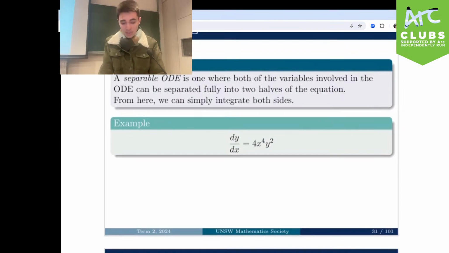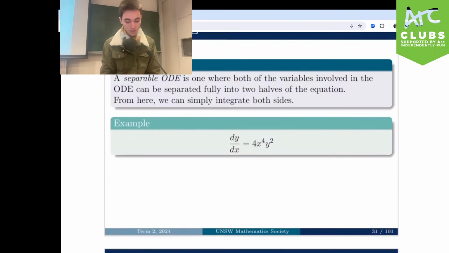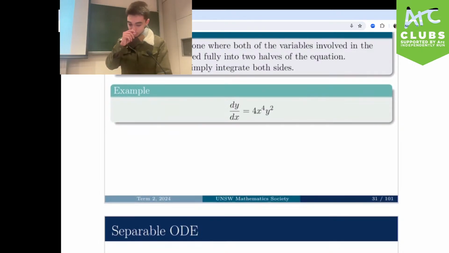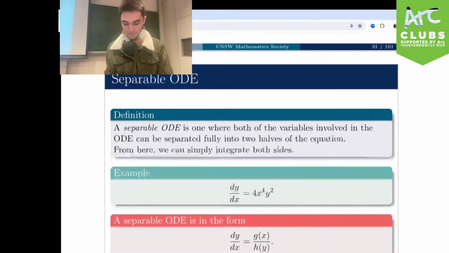So a separable ODE is one where both of the variables involved in the ODE can be separated fully into 2 halves of the equation. So all the x's on one side of the equal sign, all the y's on the other side of the equal sign. From here, we can simply integrate both sides. Just basically plop an integral sign on both sides of the equation and then integrate it to get your solution, to get an expression for x and y.